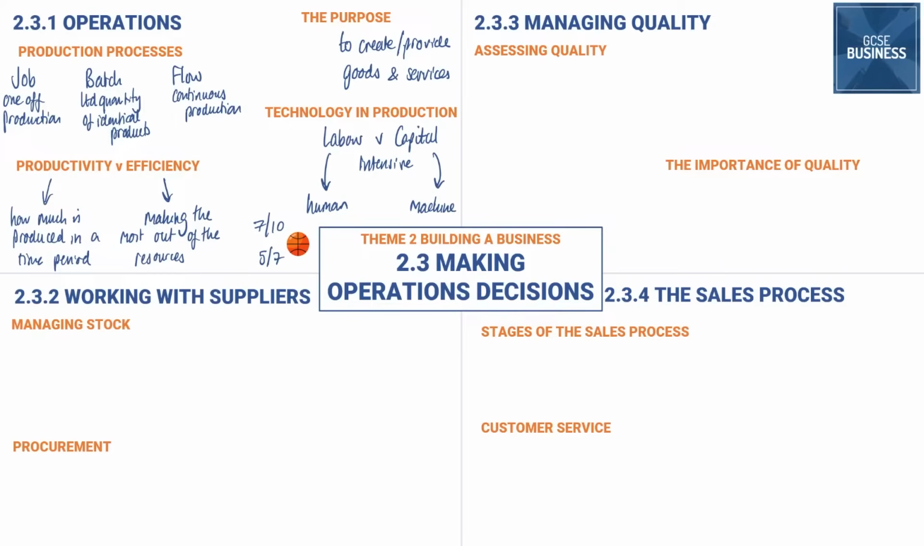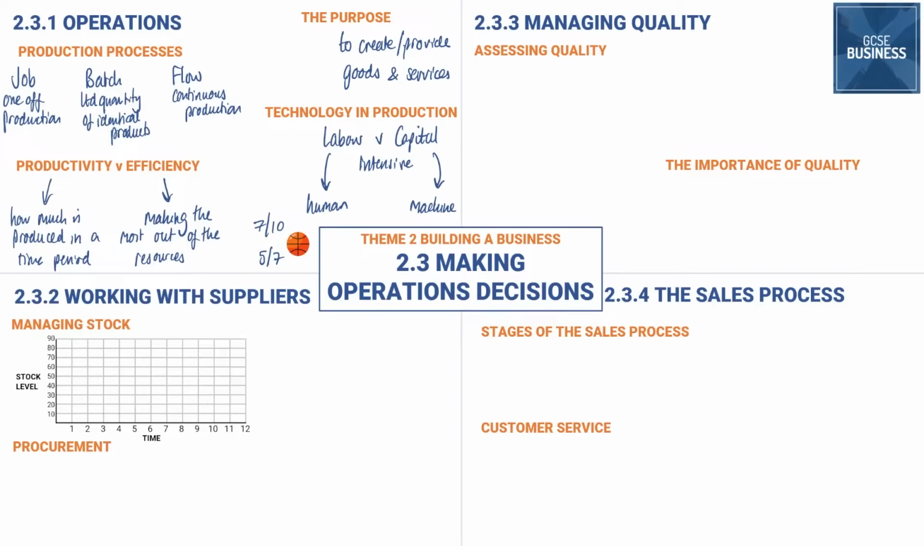So 2.3.2, working with suppliers. The main big theory here, the main big thing you need to be aware of is the Bar Gate stock graph. And the key thing here is you need to understand what all of the different lines on it mean. You need to understand how to read it, because in an exam, you might be expected to interpret data from this. Now, if you understand it, they're really, really easy marks. So I'm going to try and draw it on here and go through it step by step and talk through the different lines and talk through what this graph shows.